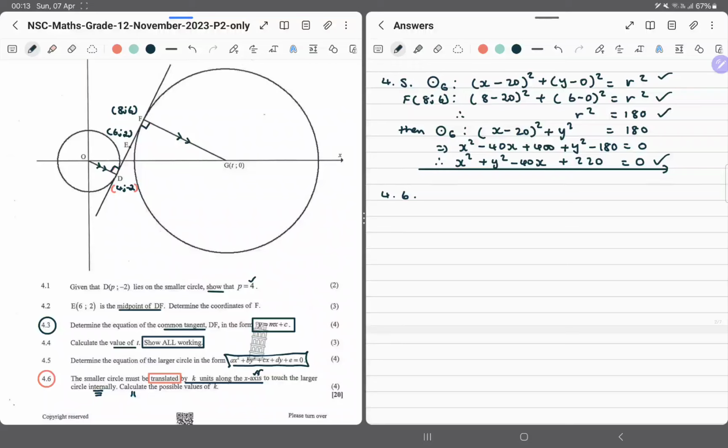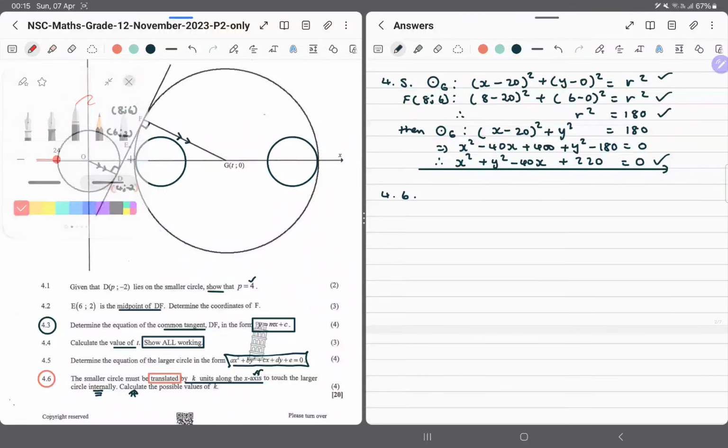Now we are to calculate the possible values of k, meaning this amount of units we're supposed to move that across. Now let's look at this, guys. So technically, if we want to see these circles touch internally, this is what we need to see. So literally, we are suggesting that we are moving this circle into the bigger circle so that they touch internally. It can be here or it can be there. Choose a brighter color perhaps. It can be there, isn't it?